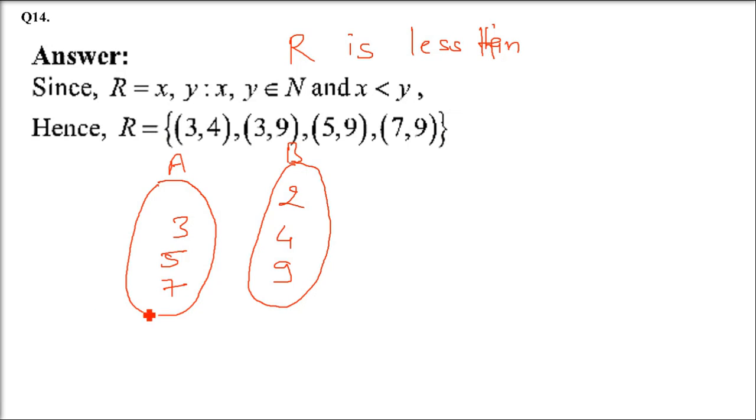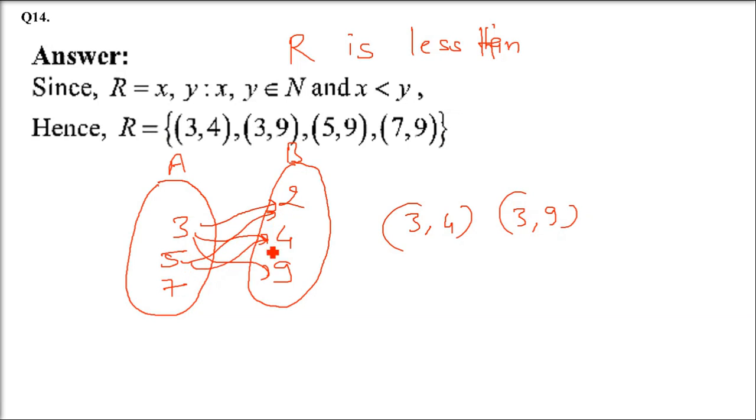So we will start with the first one of A, 3. Is 3 less than 2? No. Is 3 less than 4? Yes. So we write (3, 4). Is 3 less than 9? Yes. We write this also. These are the ordered pairs. Now 3 is done. Now 5. Is 5 less than 2? No. Is 5 less than 4? No. Is 5 less than 9? Yes. So we include (5, 9) also.